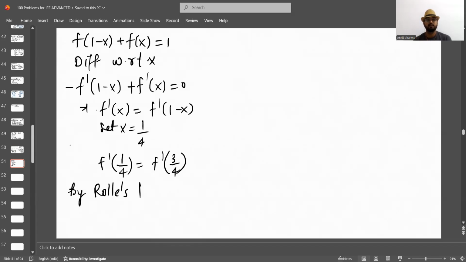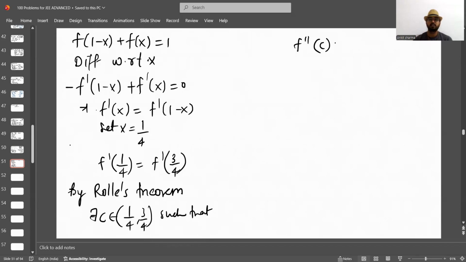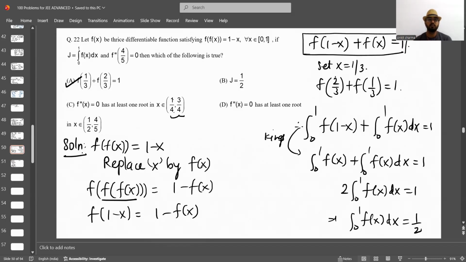So by Rolle's theorem, there exists some c between 1 over 4 and 3 over 4 such that its double derivative is 0. So f double dash of c is 0. That means there exists at least one real root in 1 over 4 to 3 over 4 for f double dash. So C is also correct. And now we have f double dash of x is equal to 0, at least one root in 1 over 2 to 4 over 5. So this part we have to handle carefully.